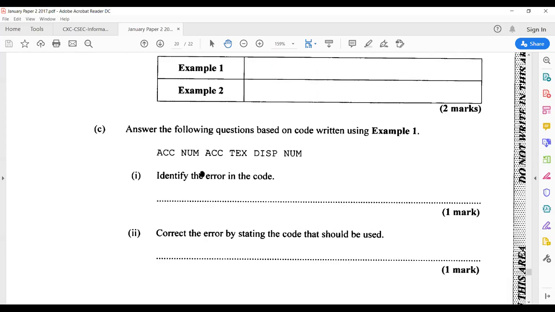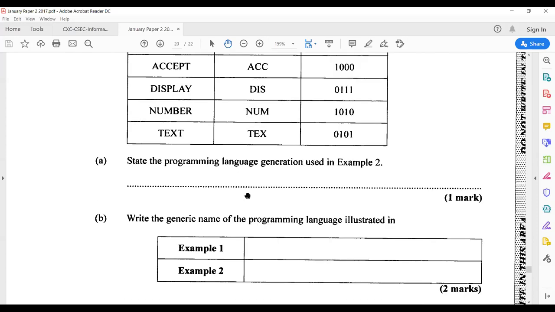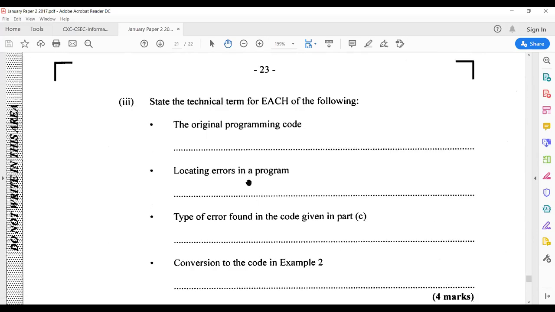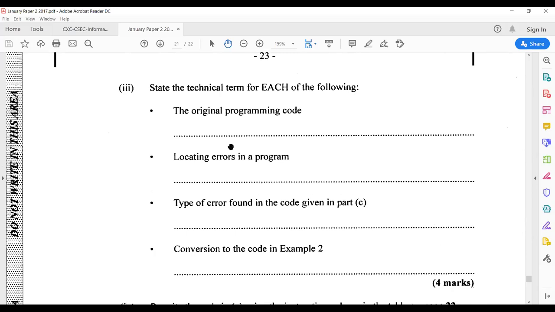Then they give you some code based on the information in the table, example 1, and they tell you to identify the error in the code. Then they ask you to correct the error, stating what should be used. So you're required to view this code and correct it referencing this table. The third part of the question talks about some errors, and they're asking you to state the technical term for each of the following.